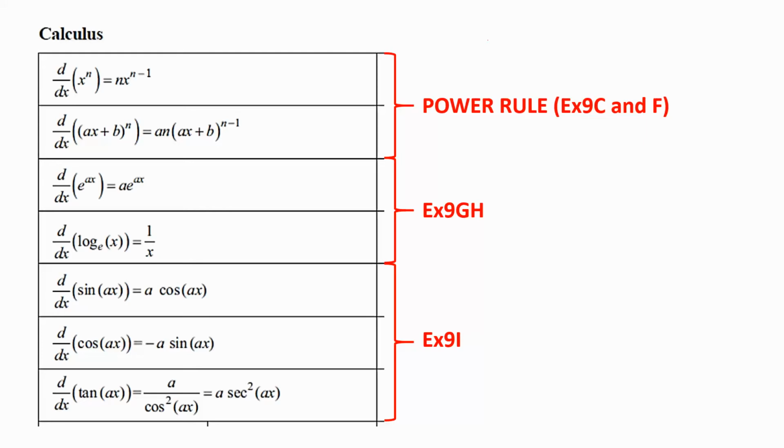Derivative of cos is negative sine, derivative of sine is positive cos. Derivative of log is 1 on x. Derivative of e to the power of something is the same as itself.